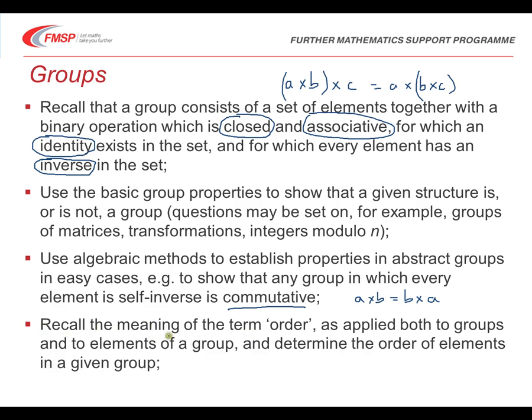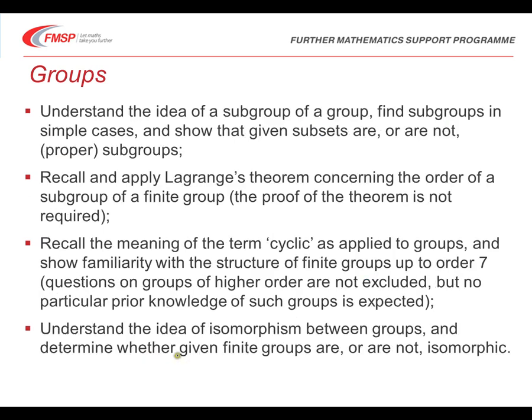You should know the meaning of the term order. So the order is, for a group, if it's a finite group, the number of elements. If it's an individual element in the group, it's what power, in terms of how many times do you apply the operation to get back to the identity. We'll look at that in a particular exam question in a minute. Might make more sense then.